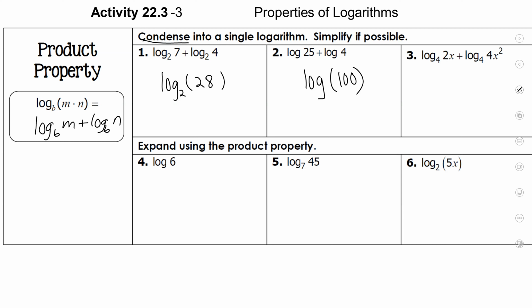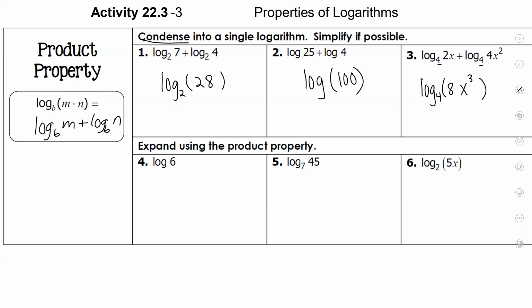This one, they both have the same base, so we can use the property. It would be base 4, and we multiply this part. So 2 times 4 is 8. X times x squared is x cubed. Now we're going to expand using this product property.